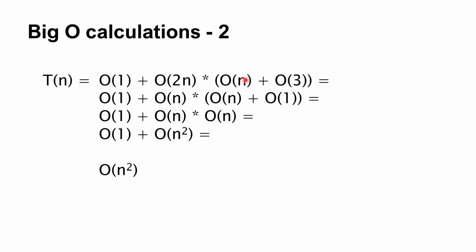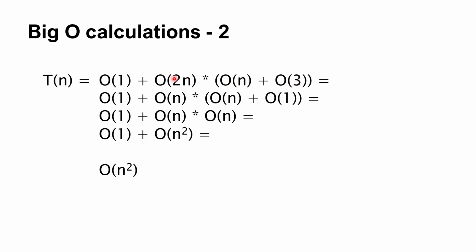We have different time classes. We have big O of 1, that is constant time, and this could be one statement, like assigning a variable. Then we have big O of 2 times n, so that could be 2 for loops after each other, not nested. Then we have a multiplication, and then something inside of parentheses: big O of n plus big O of 3. So that could be 3 independent statements, variables, printouts or something like that. And then we have another for loop.